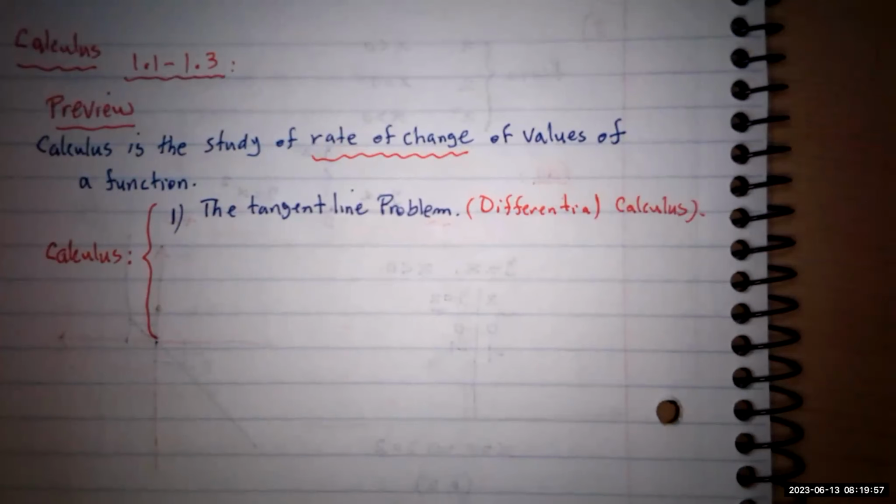you want to find what is going to be the equation. Okay, what's going to be the equation of a tangent line to that curve? In order to find it, we are going to introduce a notion that we call the derivative of the function. And that's why this part of calculus we refer to as differential calculus. Okay, that's the first part.